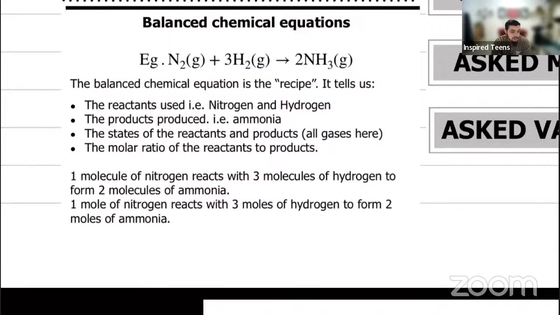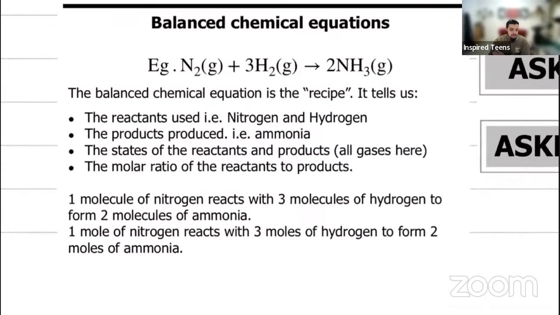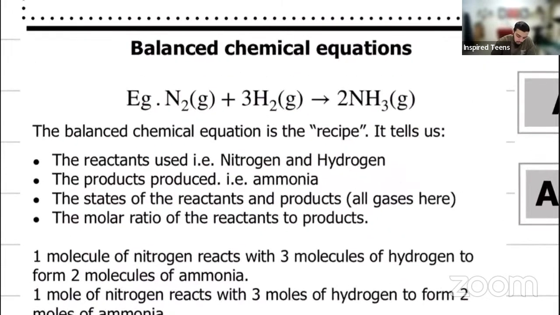The reactants used, that are nitrogen and hydrogen. It tells us the reactants, that's before the arrow. It tells us the products produced, that would be after the arrow, that is ammonia or NH3. The states of the reactants and products, they are gases here. It tells us the state, solid, liquid, or gas. The molar ratio of the reactants to products, it tells us that this has a 1 to 3 to 2 ratio. So we have 1 mole of N2 reacting with 3 moles of H2 to give us 2 moles of NH3.